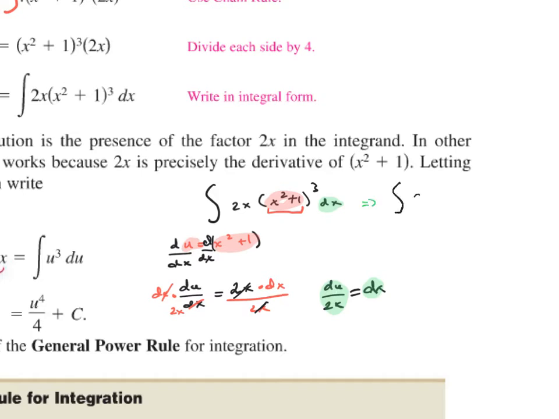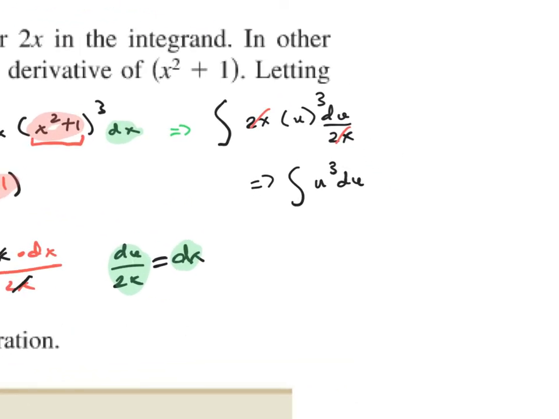We'd have the integral of 2x times, instead of x squared plus 1, I'd have u cubed, and then instead of dx, I have the du over 2x. So again, what I've done is I substituted in for u, and I substituted in for dx. Notice what happens, the 2x's simplify here, and I'm left with the integral of u cubed du. Now that my variable and my differential match, I'm able to integrate this. Using the power rule, the integral of u cubed would be u to the fourth over 4. Then we need that plus c, right?